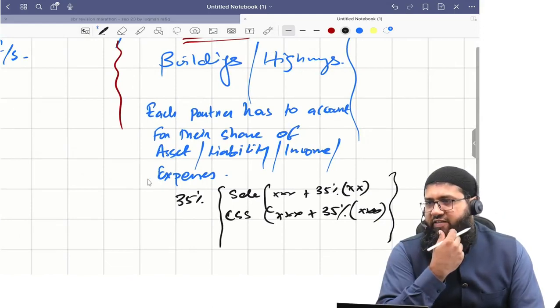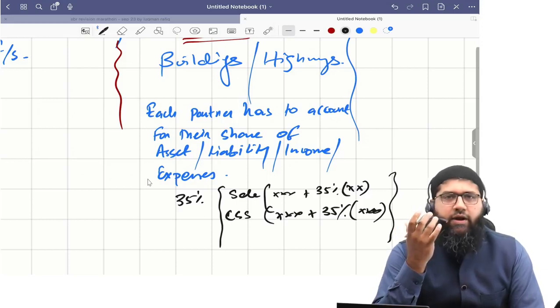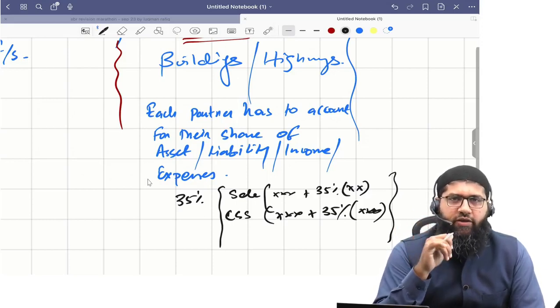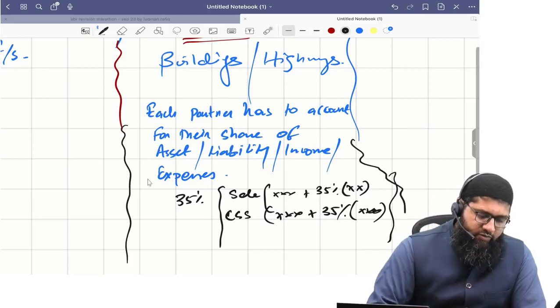What we generally say is that we call it a proportionate consolidation. I repeat, we call it a proportionate consolidation, right?